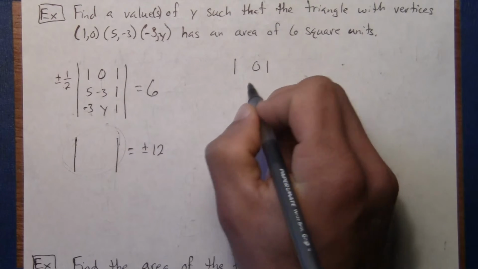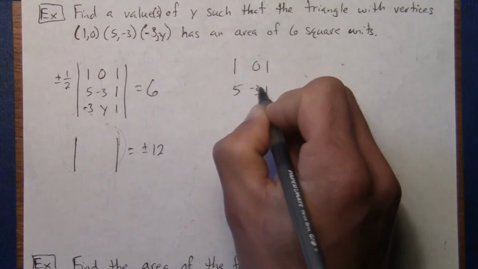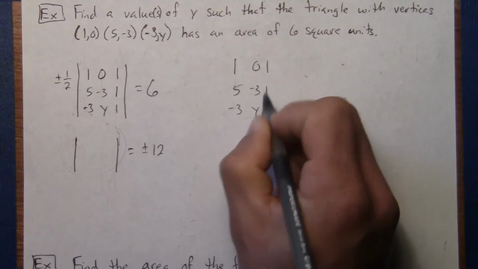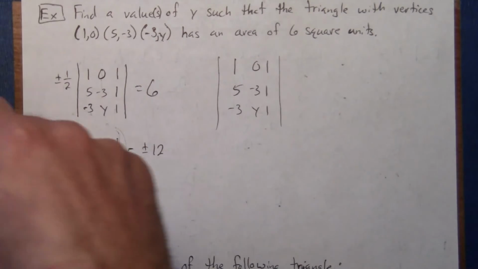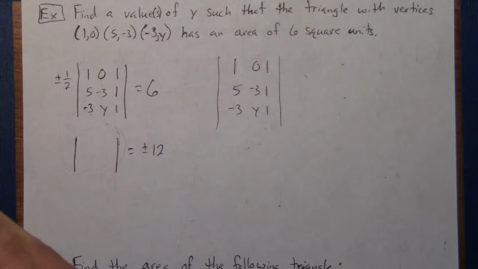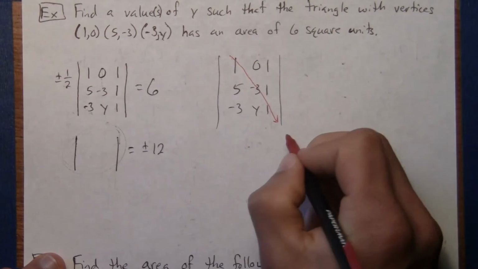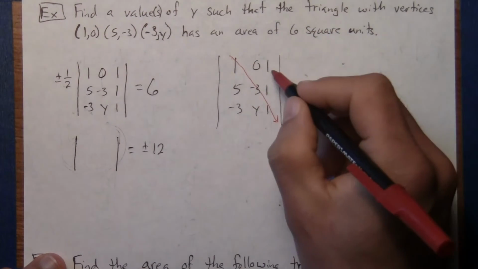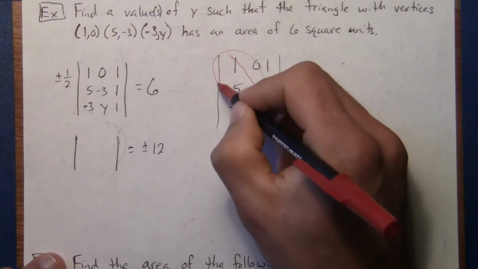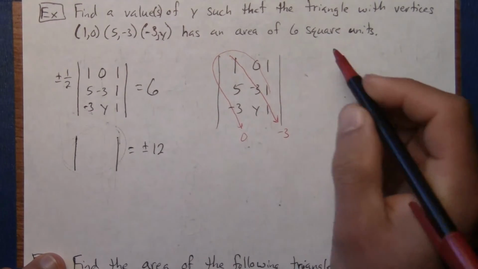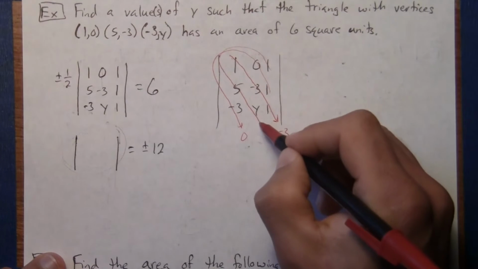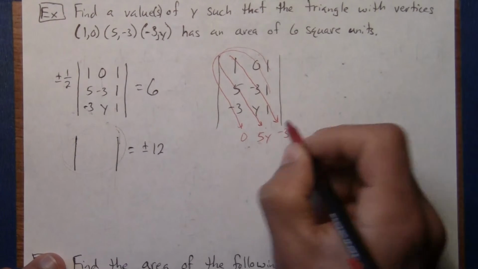1, 0, 1, 5, negative 3, 1, negative 3y, 1. And again, I'm going to do the arrow thing. I kind of like doing it that way. If you want to expand by row or column, you're welcome to do that. Alright, so multiply those 3 numbers together, I get negative 3. Take 1 times 0 times negative 3, that's going to give me 0. 1 times 5 times y should give me 5y.